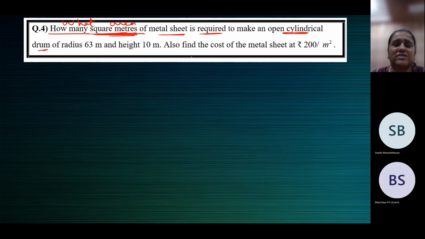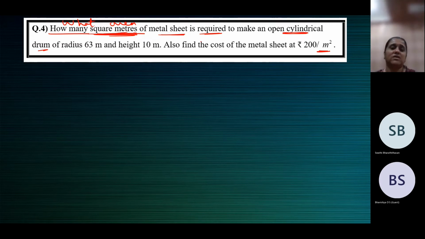Radius and height is given for the cylinder, so you can easily find the area. After finding the area, 1 meter square is 200 rupees. Supposing the area is 100 meters square: 1 meter square, 200 rupees; 100 meters square, 100 into 200 rupees.